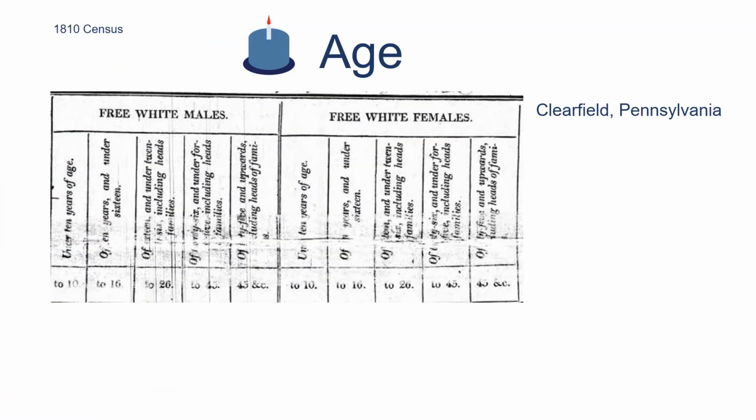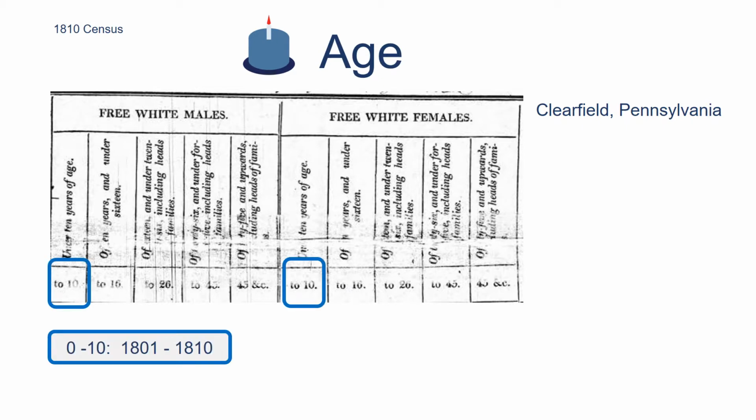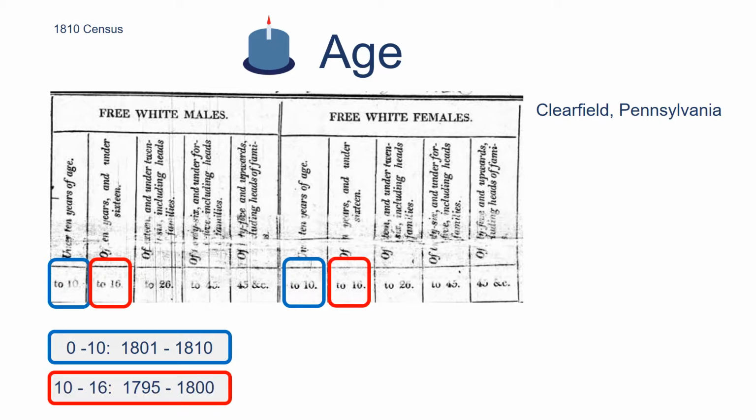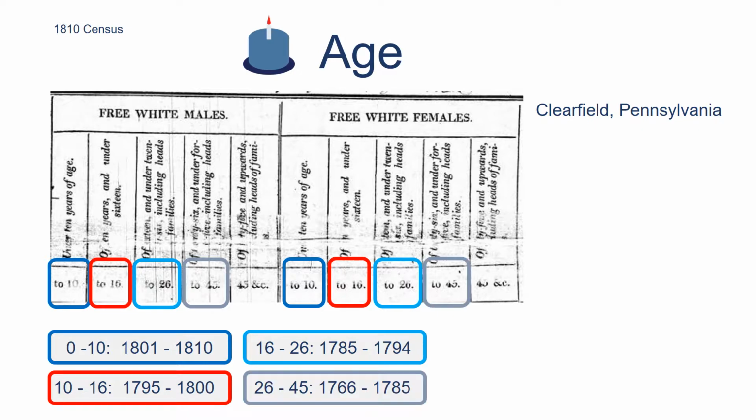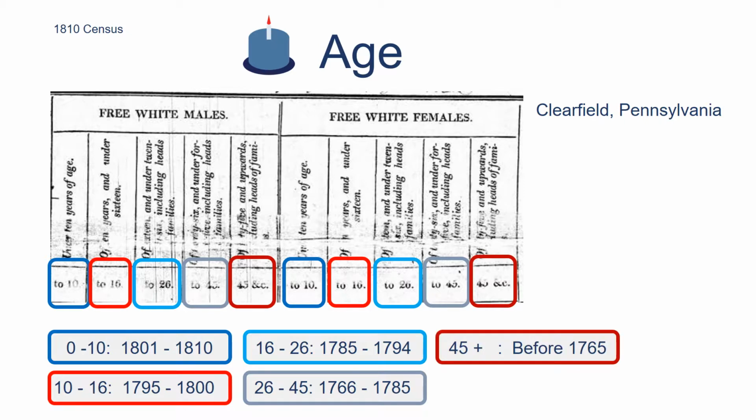Age. This snippet is from Clearfield County, Pennsylvania. The form makes it easier to read the records. 0 to 10, 1801 to 1810. 10 to 16, 1795 to 1800. 16 to 26, 1785 to 1794. 26 to 45, 1766 to 1785. 45 and older, they were born before 1765.